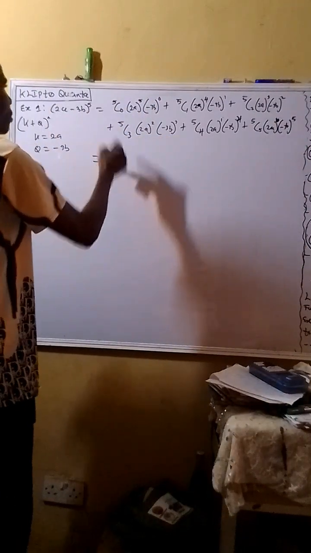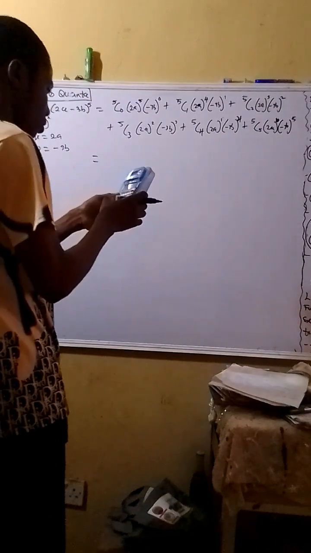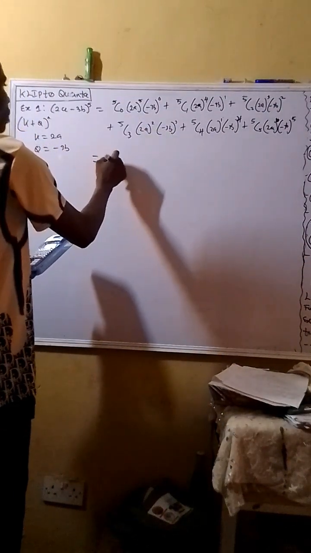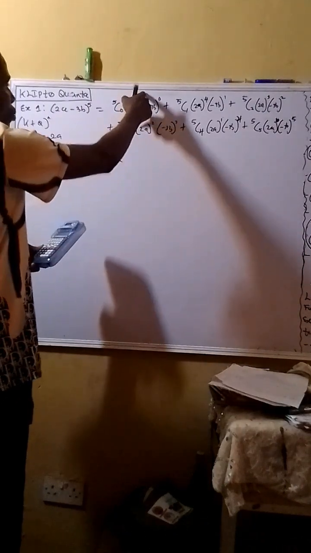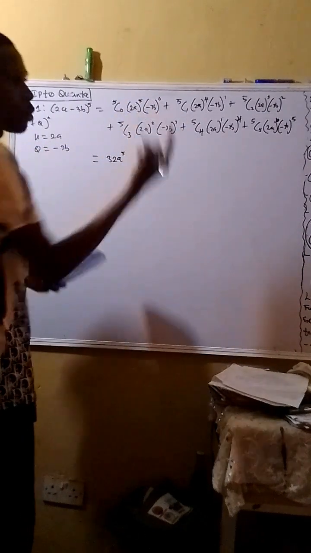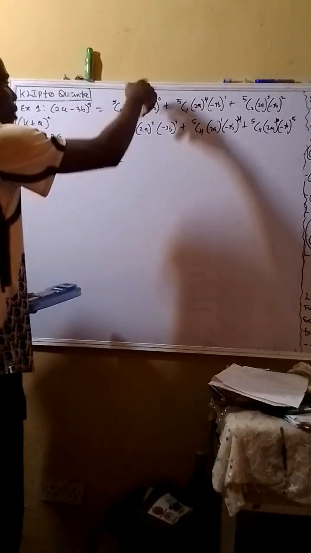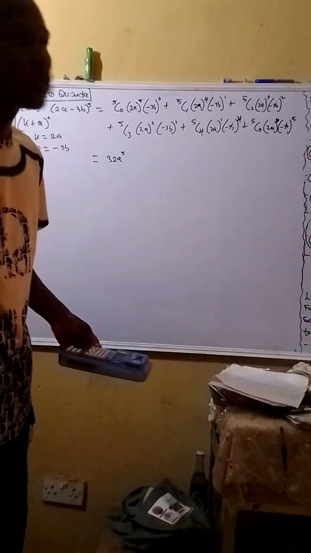So we have to expand this. 5 combination 0. We are mostly going to be using a calculator most times so as not to waste our time. So this will give us 1. So 2 raised to power 5, you have 32a raised to power 5, right? This will be minus 32, you know, 32 times minus 3. But do not forget, oh, sorry, this will be raised to power 0. So anything raised to power 0, everything will give us 1. So we have only 32a raised to power 5.